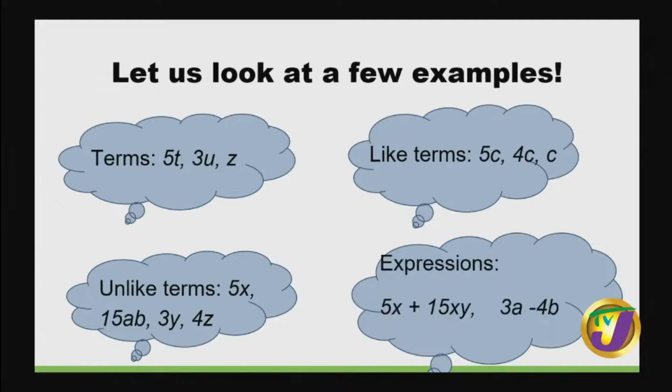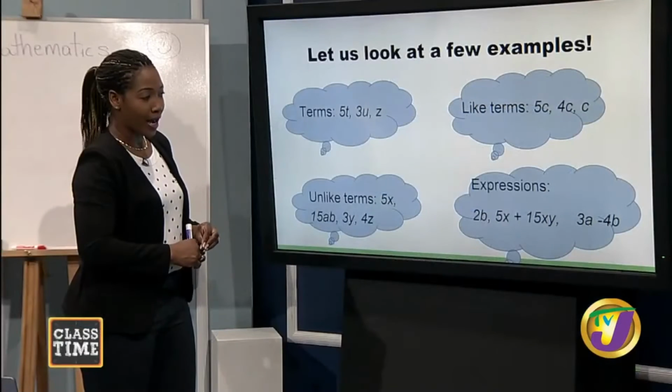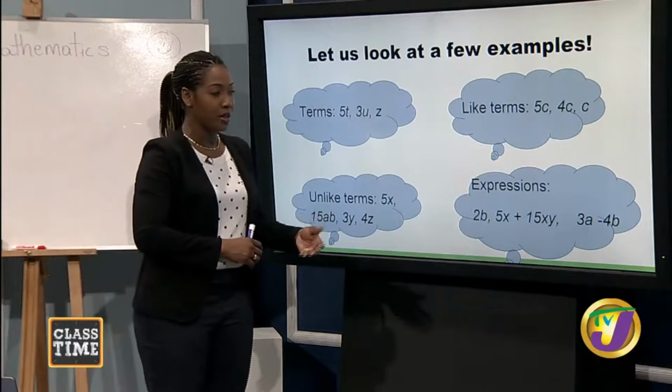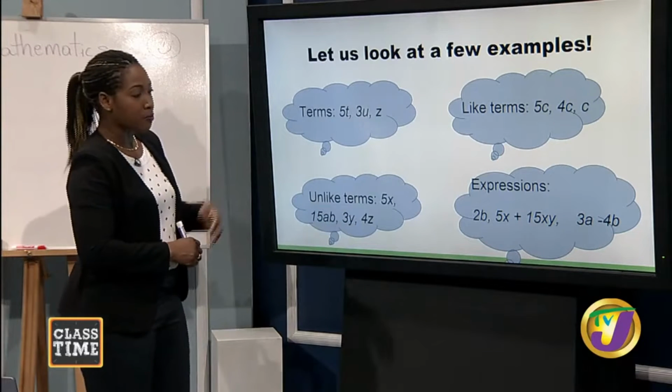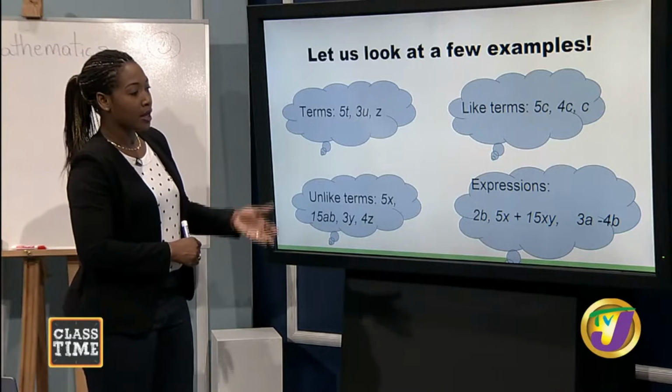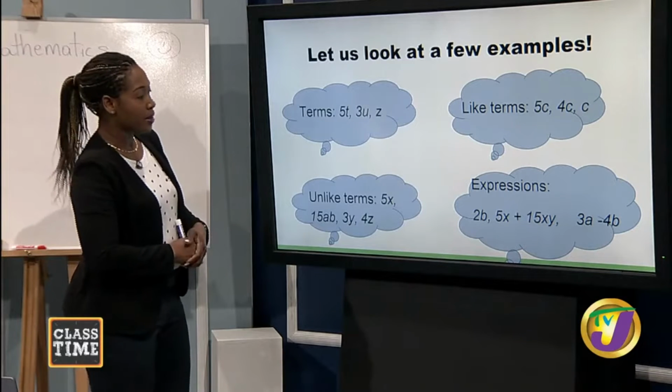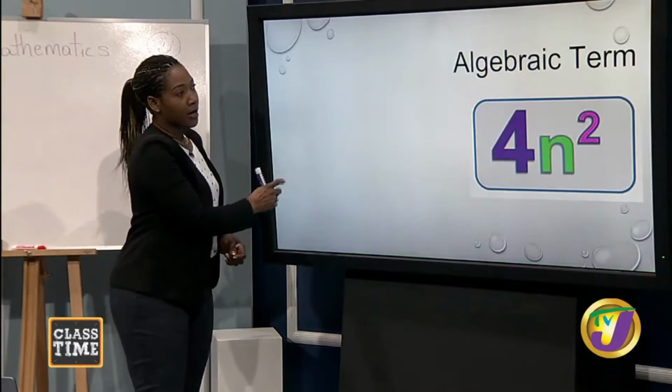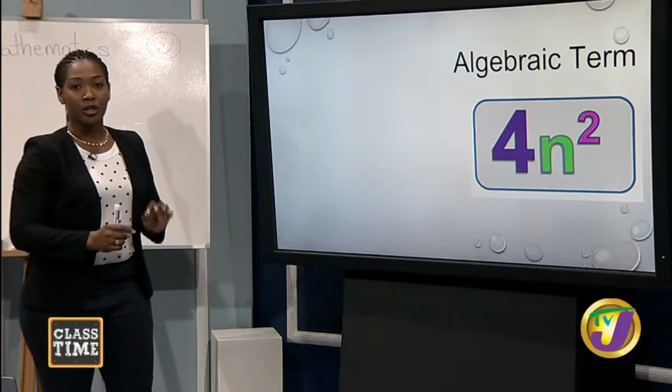Now let's look at expressions. You have 2b is an expression all by itself. Then you have an expression with two terms, which would be 5x plus 15yx. Then we have another expression with also two terms. That is 3a subtract 4b. Great. All right, guys, so let's look at an algebraic term.